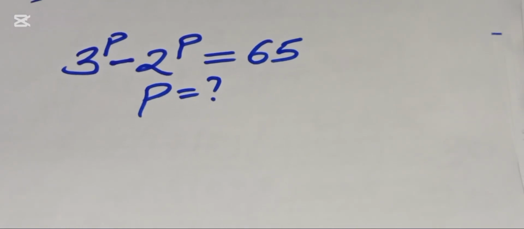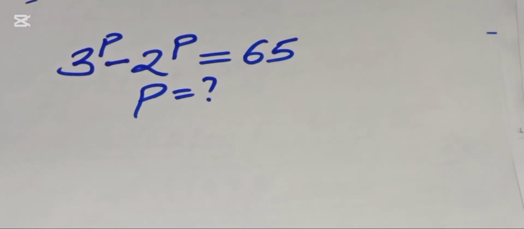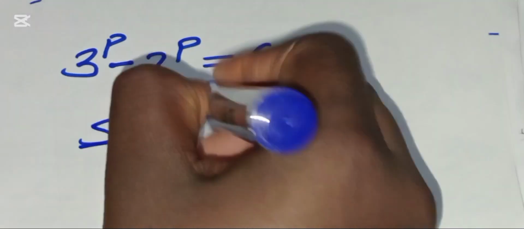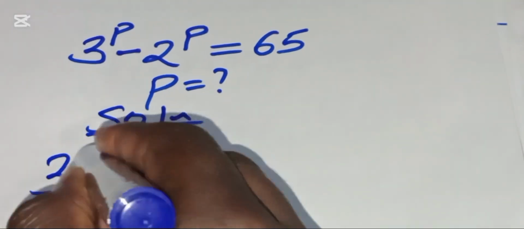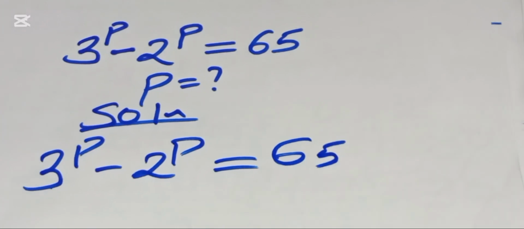Let's provide a solution to this nice math problem, which is 3 raised to power p subtract 2 raised to power p is equal to 65. So what is the value of p? From what we have here, we have that 3 raised to power p subtract 2 raised to power p is equal to 65.